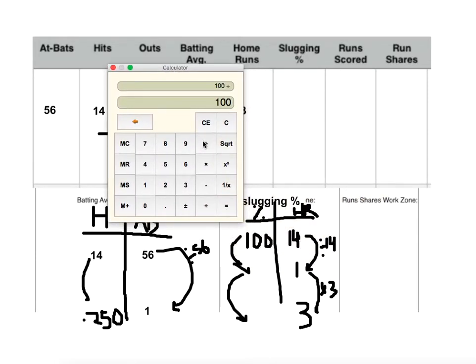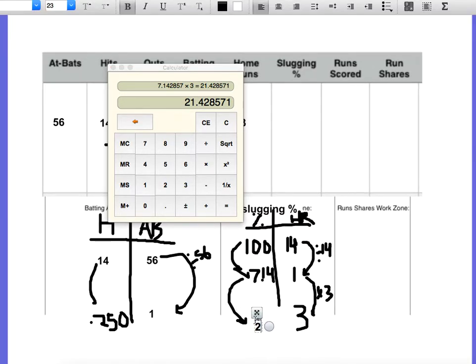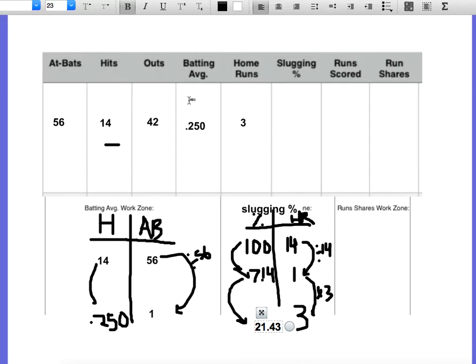100 divided by 14 equals 7.14. And now I'm going to multiply by 3. I'll just stop at the hundredths place, 21.43, because I'm going to round that. So my slugging percentage is 21.43%. That means over 21% of my hits are home runs. So when I hit the ball, about 2 in 10 times, it goes for a homer.